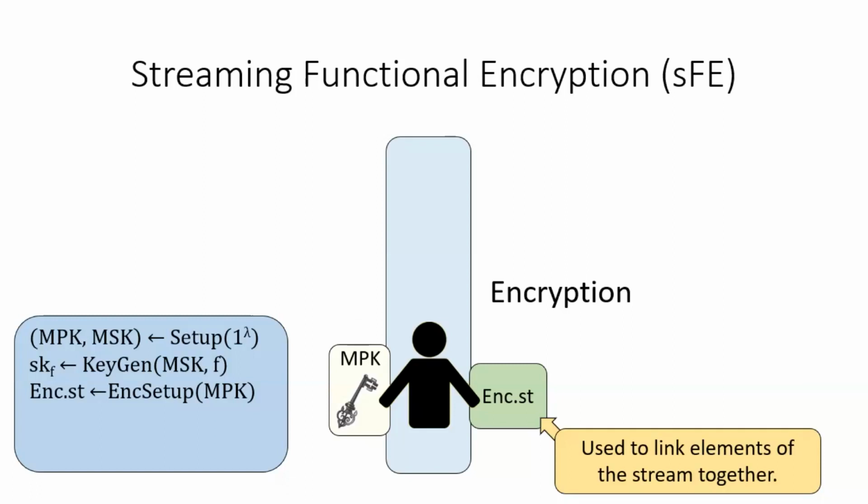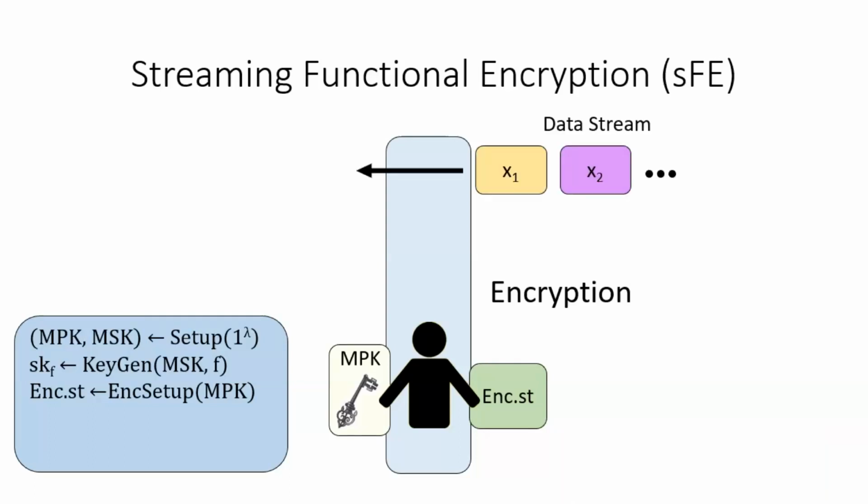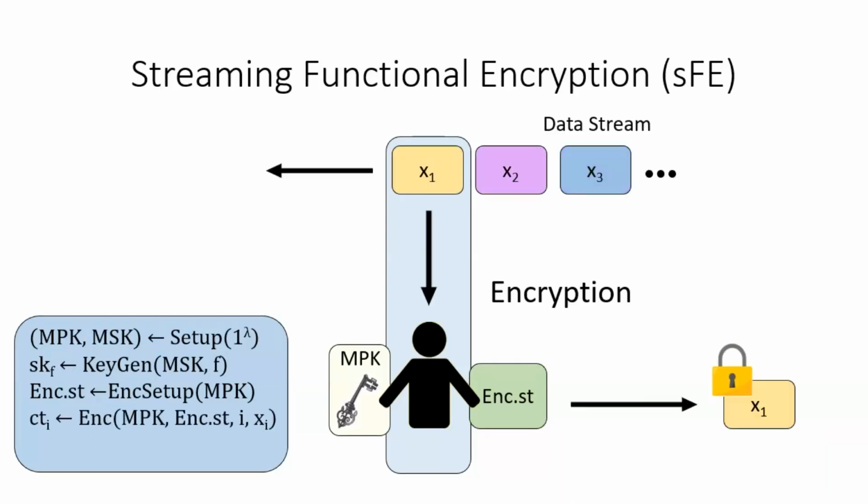But as far as implementation, it's very easy for Alice to generate this because anyone can create an encryption state using just a master public key. So it does not require a secret encryption. And now that Alice has all these things, her data starts arriving as a stream. As soon as she gets X1, the first element of the stream, she can generate an encryption of X1.